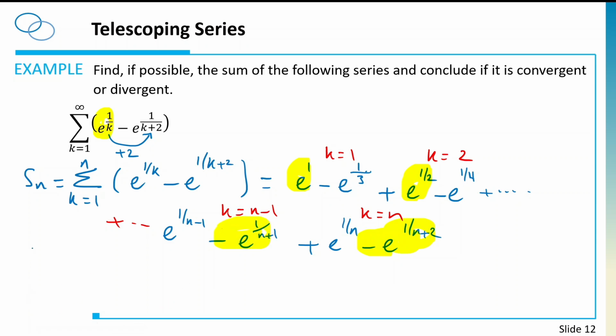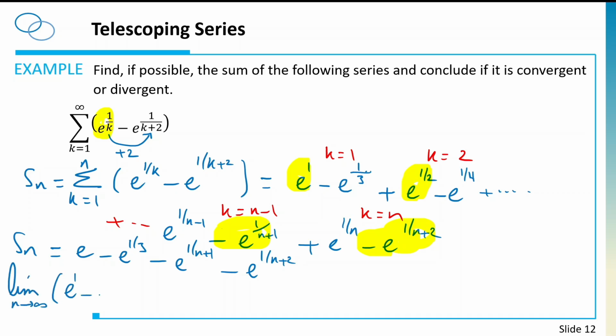So what will be left here as Sn is e minus e to the power of 1 over 3 minus e to the power of 1 over n plus 1 minus e to the power of 1 over n plus 2. Now I'll take the limit as n approaches infinity of e to the power of 1 minus e to the power of 1 over 3, 1 over n plus 1, 1 over n plus 2.